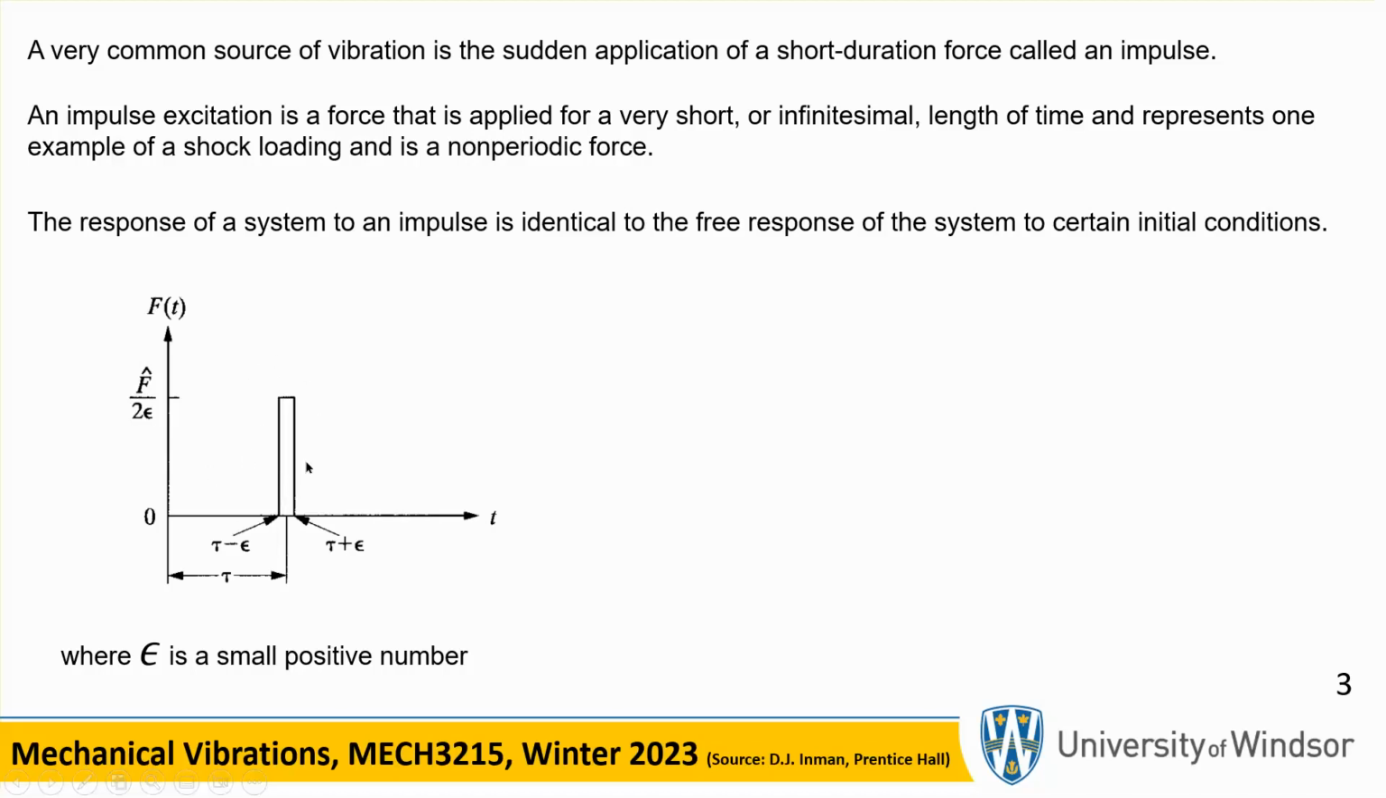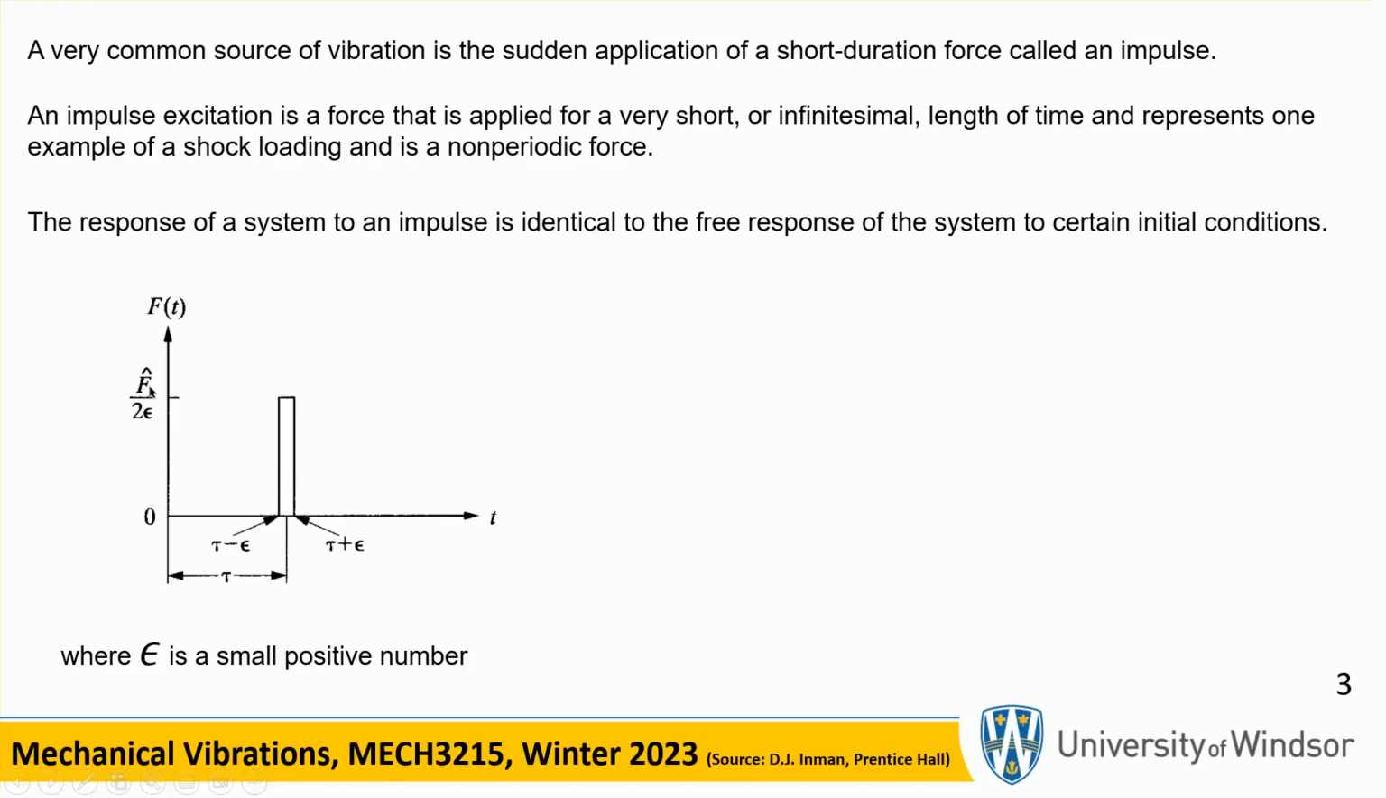And notice that if you look at the area of this curve, the height times the base, it's a number. It's a constant number, f hat. Now what happens, think about it, as epsilon goes to 0. This becomes higher and higher and higher. And in the limit, when epsilon goes to 0, it essentially shoots to infinity.